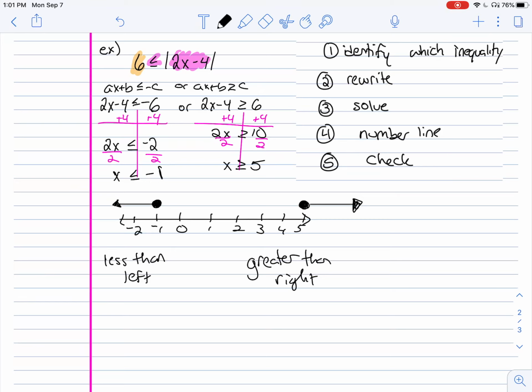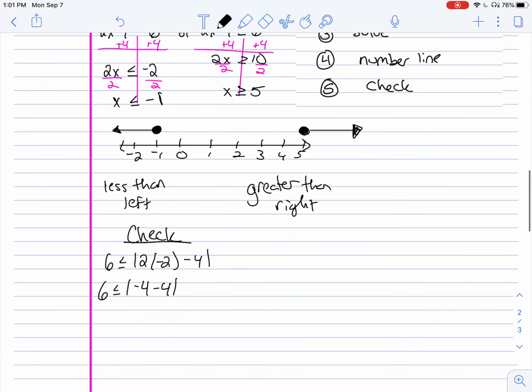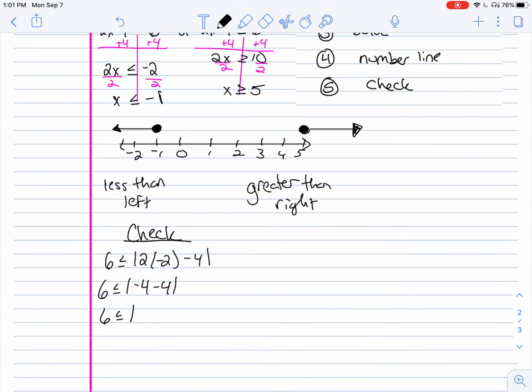So now that we have it graphed, we can go ahead and check. I'm going to check two solutions here. I'm going to check one for less than -1, and I'm going to check one for greater than 5. So I'm going to first check -2. So I have 6 is less than or equal to the absolute value of 2 times -2 minus 4. 6 is less than or equal to the absolute value of -4 minus 4. 6 is less than or equal to -8, the absolute value. So we get 6 is less than or equal to 8, which checks.